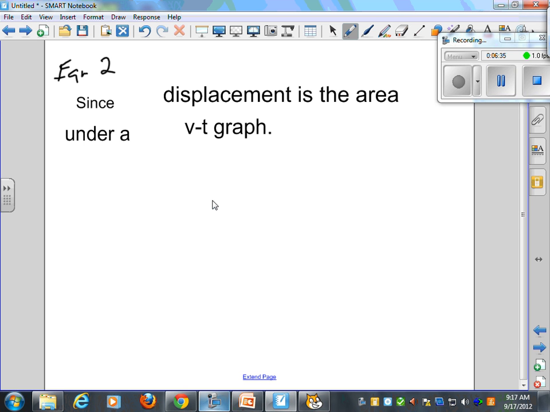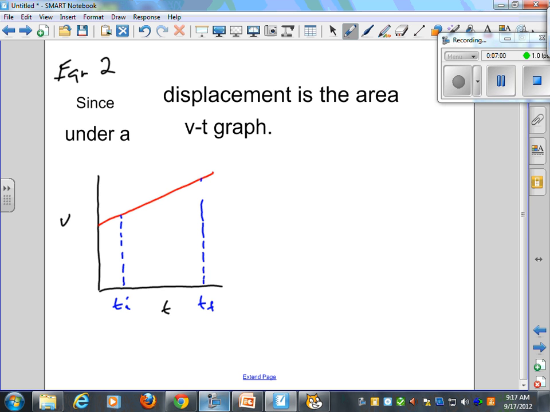Since displacement is the area under a VT graph, I'm going to draw you a graph. And you should draw it too. Okay? Here's the actual graph like this. And this is a VT graph, right? And so displacement between 2 points is the area. And I'm going to go in blue here. I'm going to pick this time right here, I'm going to call this TI. I'm going to pick this time right here, and I'm going to call it TF, initial and final time. Okay? And I'm going to say initial velocity here is 0, and I'm going to say final velocity is right there.